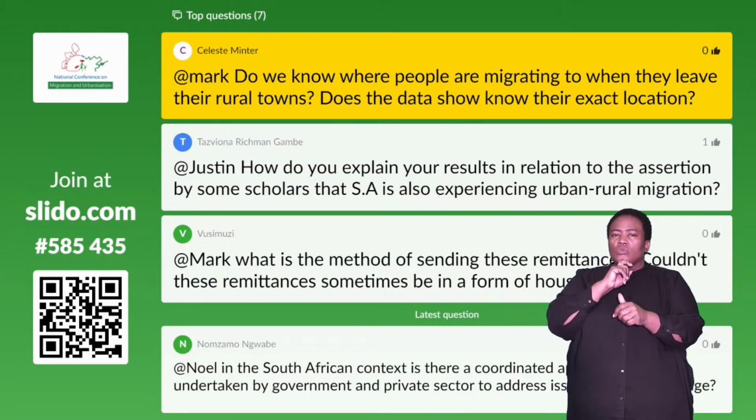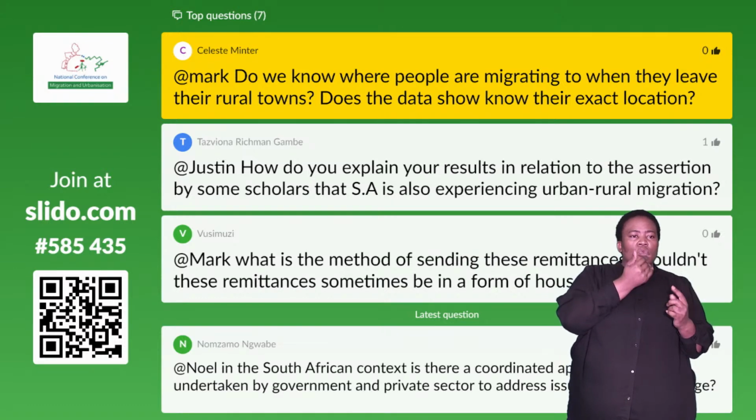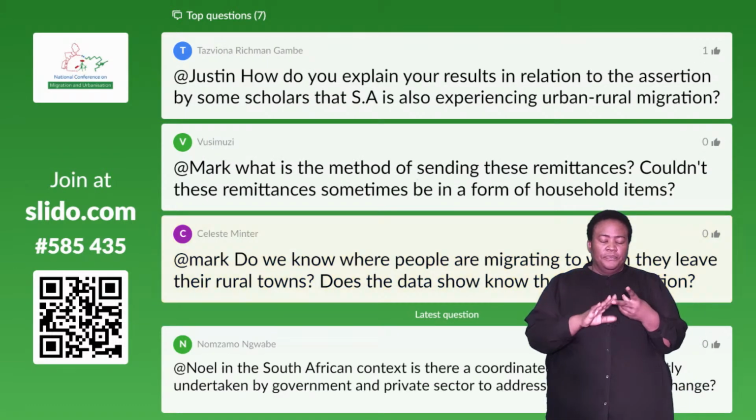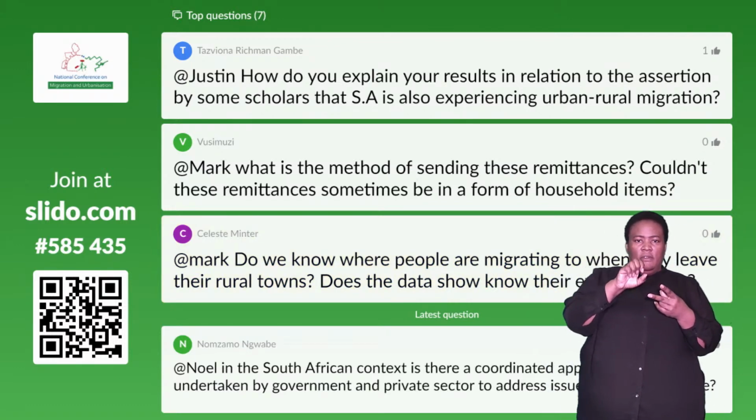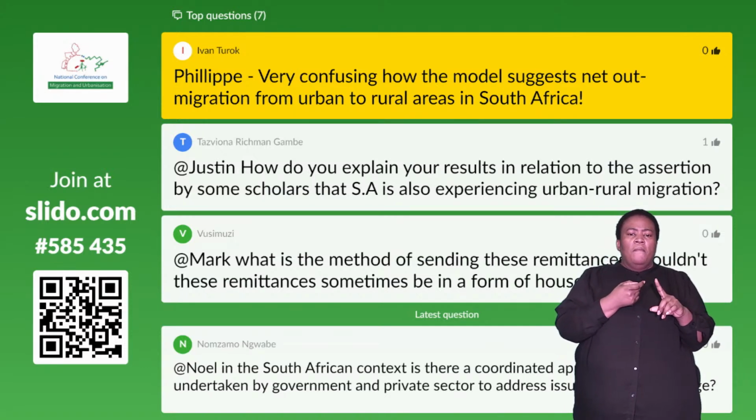Okay, so I will just go through all the questions and then turn to each person to respond to their set of questions. We've got a number directed to Philippe. The first was from Ivan: very confusing how the model suggests net out migration from urban to rural areas in South Africa.